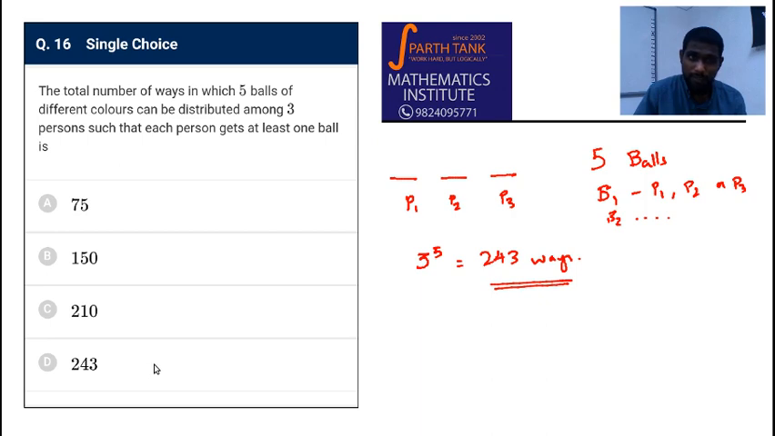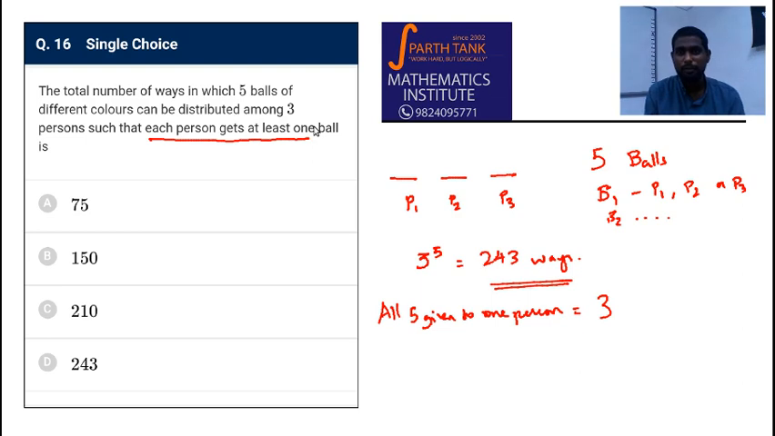Now there is an answer 243, but be careful, because in this arrangement there are also ways in which all 5 balls are given to P1, or all 5 are given to P2, or all 5 are given to P3. So that has to be removed. That is, all 5 given to one person is 3 ways. Either all to P1, all to P2 or all to P3. This has to be removed, because that would leave 2 others without any balls, and the condition is each person gets at least 1 ball. So the balls cannot be among 1 person or cannot be among 2 persons also.